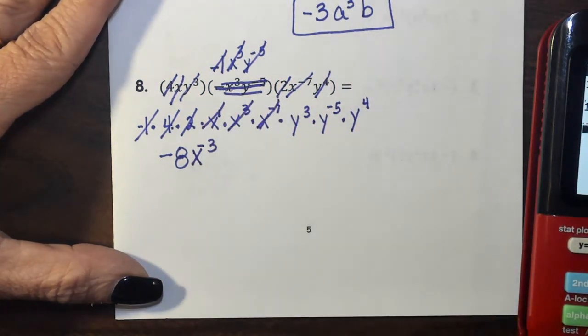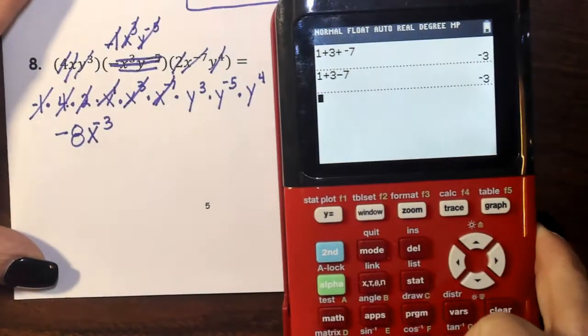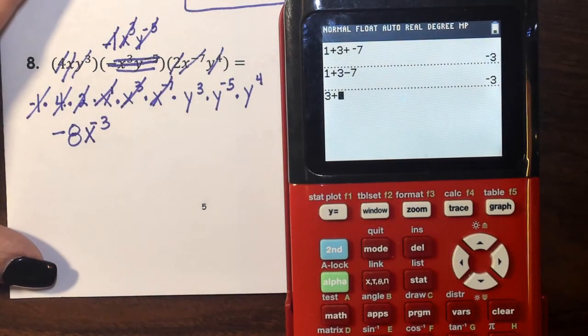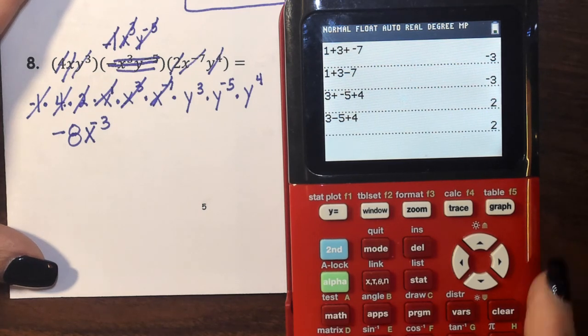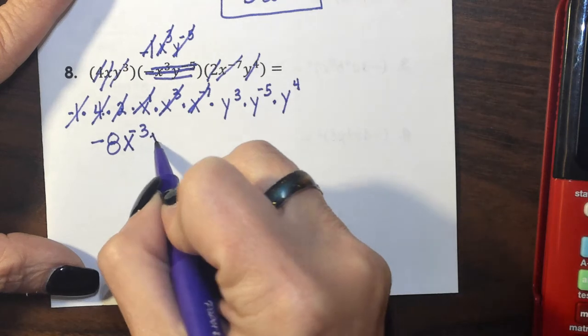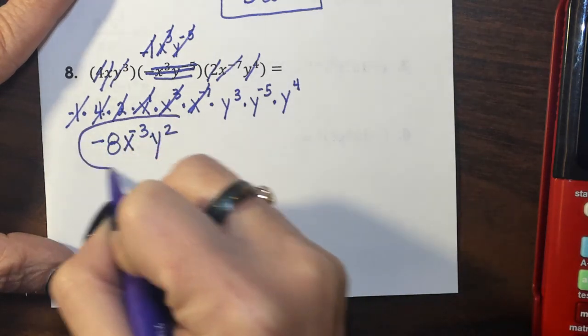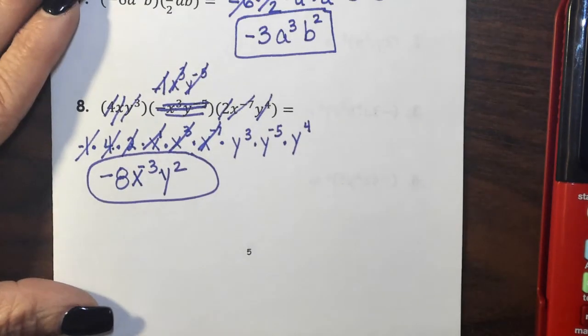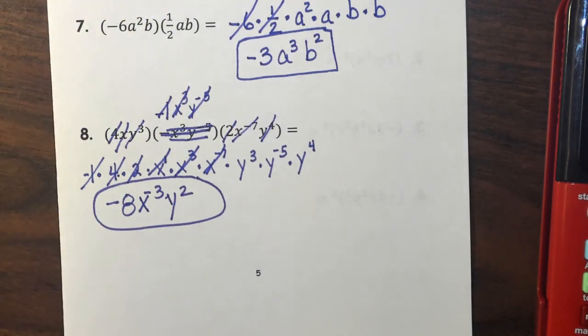Boom, boom, boom. Okay, y's. Here we go. I'm going to do 3 plus negative 5 plus 4. Or I could have done 3 minus 5 plus 4. So I got 2 y's. So this is y squared. And there it is, y'all. All right. You have conquered the product rule.